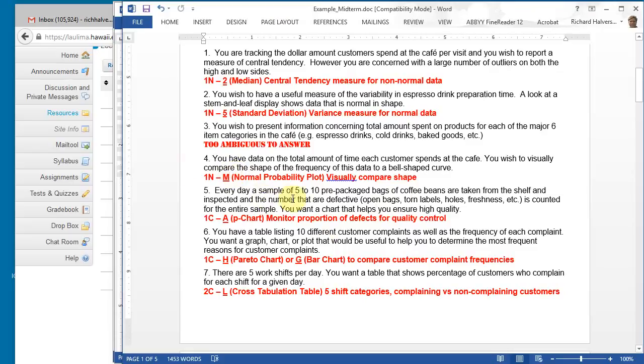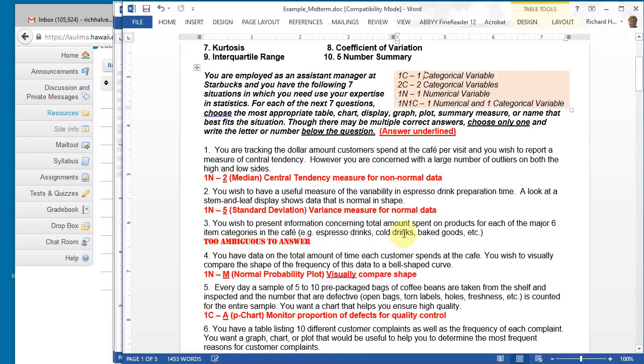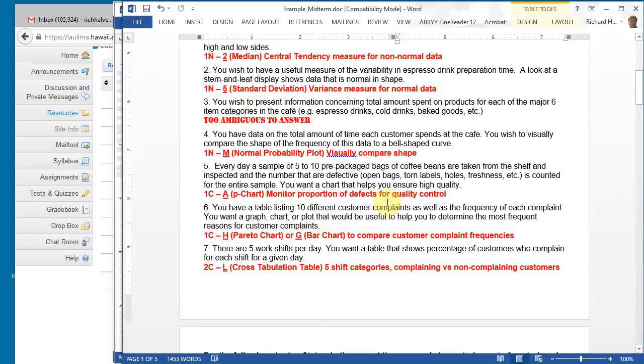What's next? Every day, a sample of 5 to 10 prepackaged bags of coffee beans are taken from the shelf and inspected for defects. Okay, so this looks like a quality problem. We're looking at the proportion of them that have defects, 5 to 10 each day over a period of time, and so we want a chart that helps us do that. Well, this is categorical data. It's either defective or not defective.